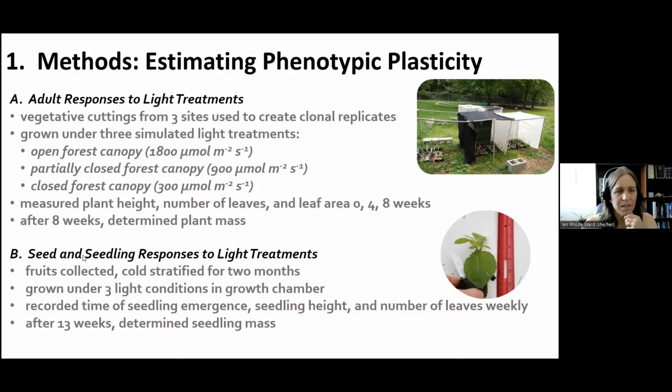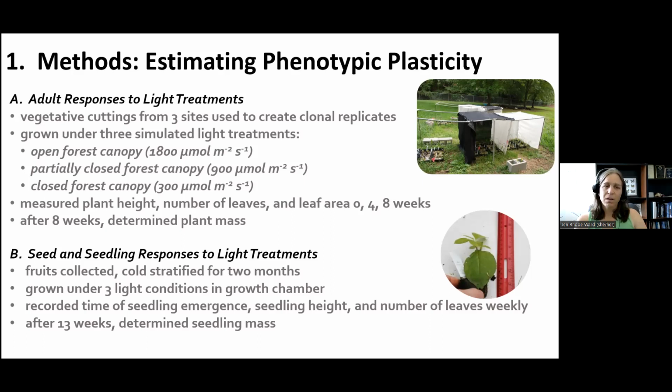We also did this with seeds and seedlings. So we took fruits. Asian bittersweet does have to have a cold stratification period. So this is why in those invasion maps you saw it's not in Florida. It doesn't get cool enough in Florida to allow the seeds to germinate. They need a cool period before germination.